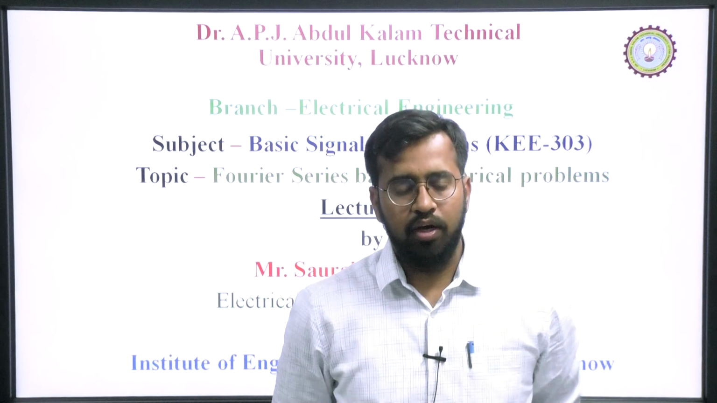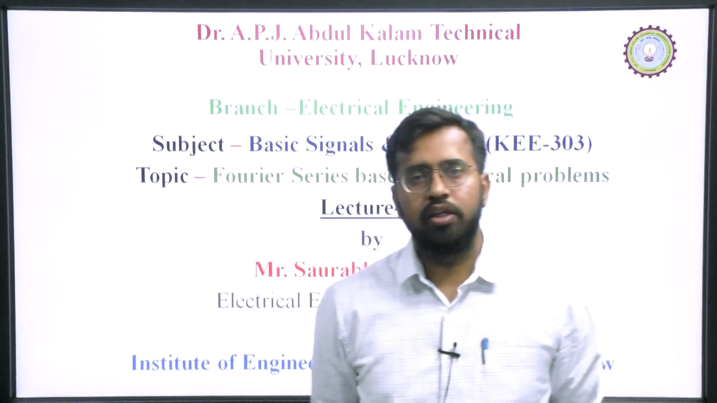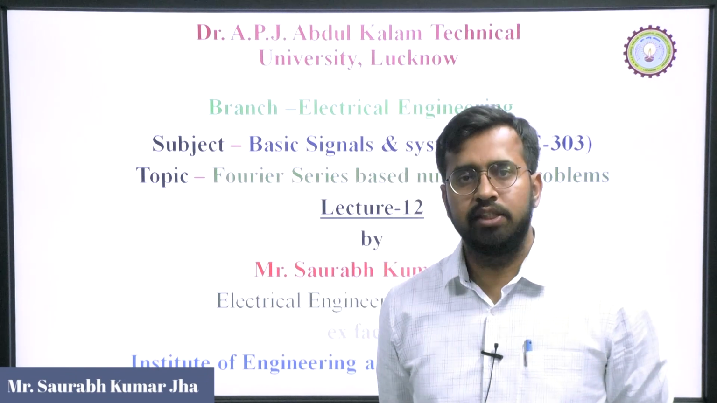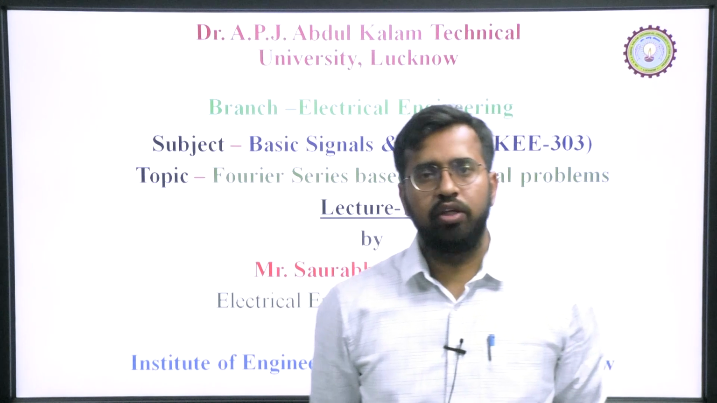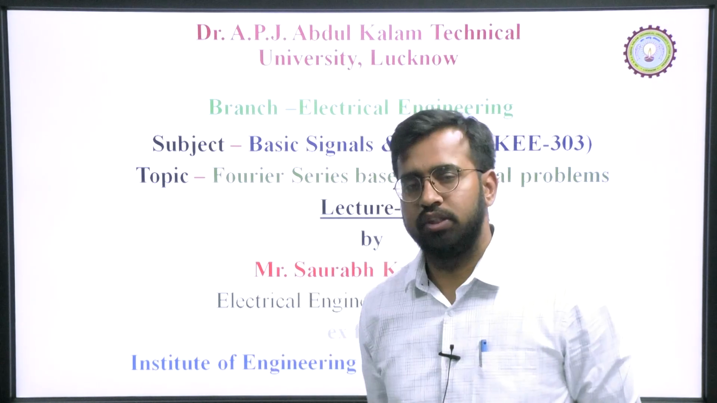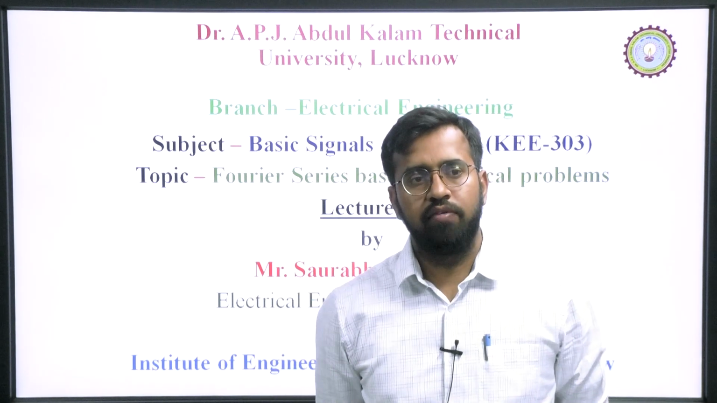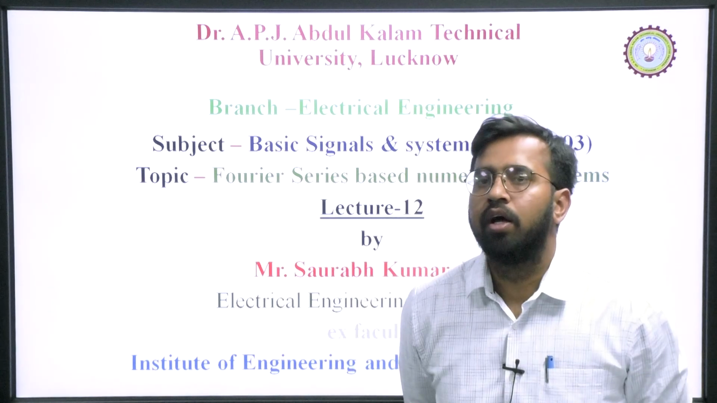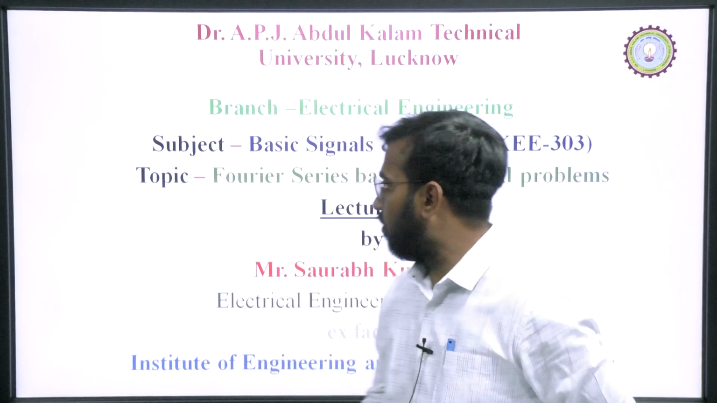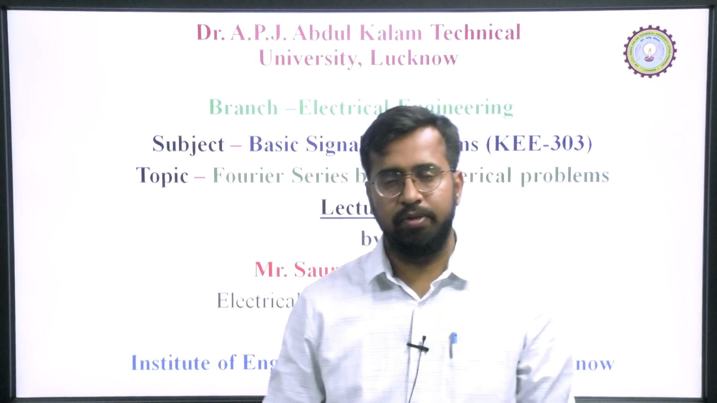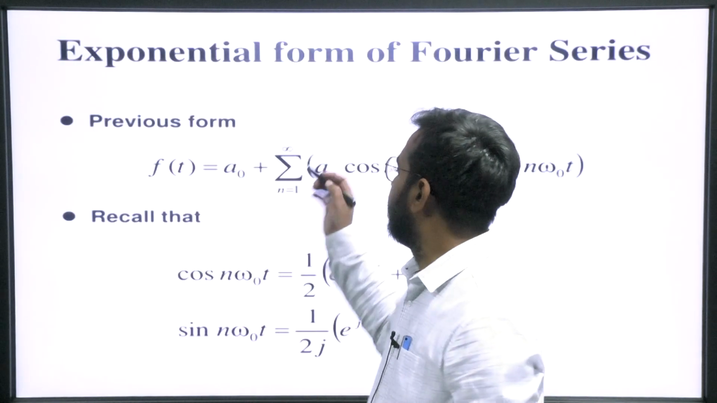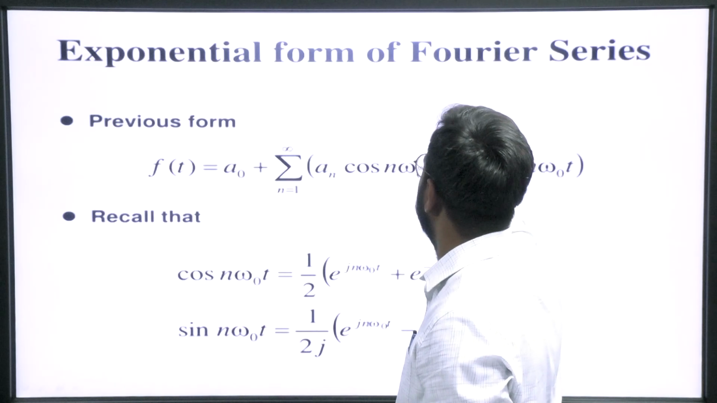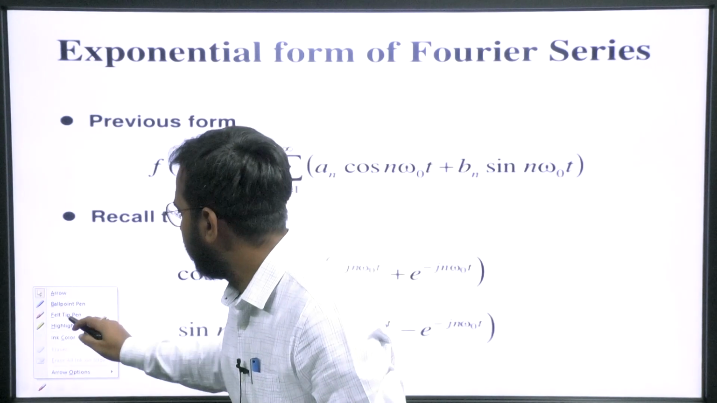So, hello everyone. Now we have started unit 2 of this subject, basic signals and systems, and in the first lecture we have seen what is Fourier series and what are the conditions required for representing any function into its Fourier series expansion form, and we have also seen one of the forms of the Fourier series expansion. There are basically two forms. One we have already seen, the trigonometrical form.